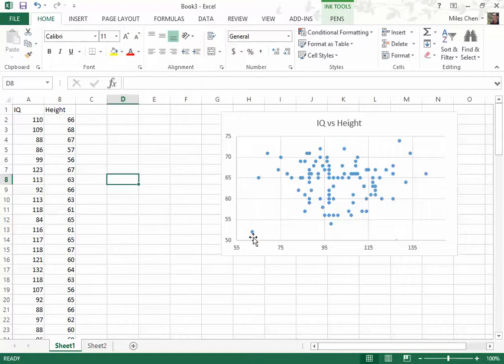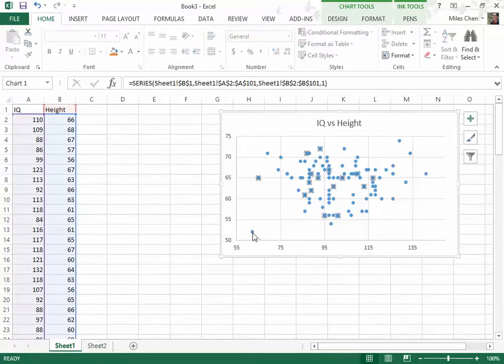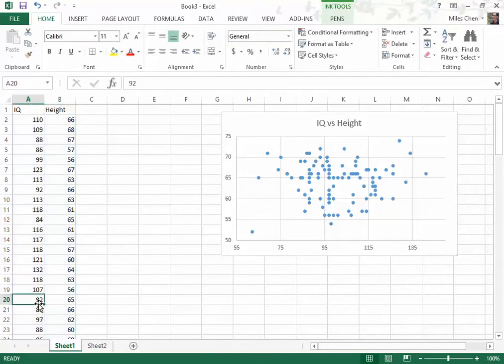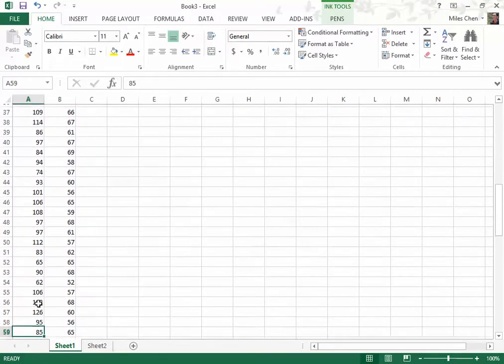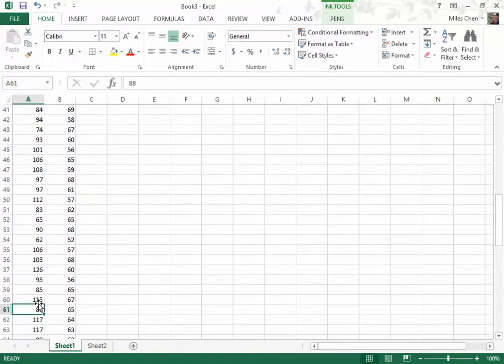Not really. This one person will probably make a big difference here. This is someone who is short with a low IQ. And we might want to remove this person. We might want to do a calculation with and without.